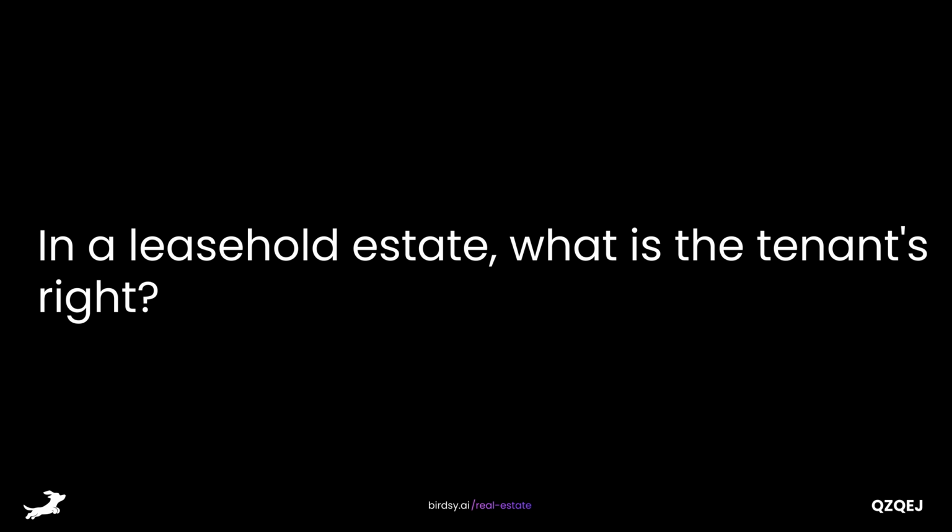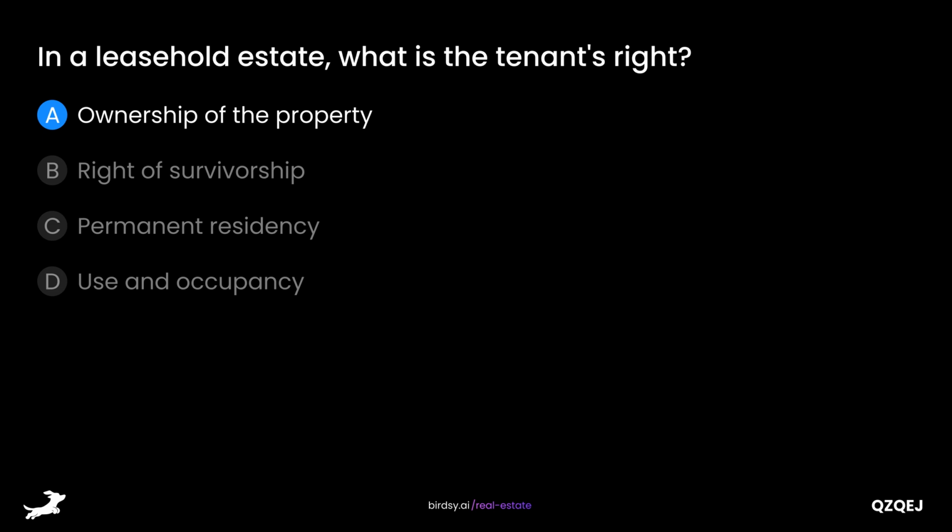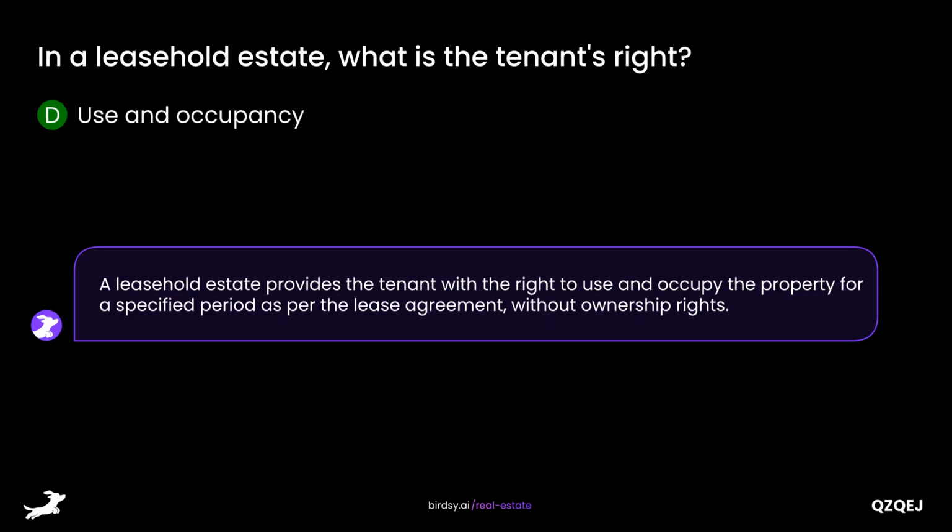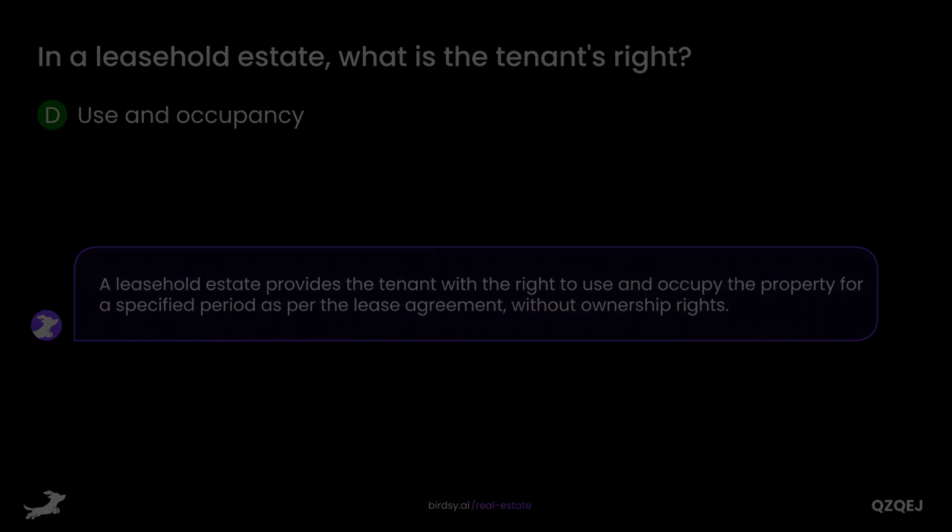In a leasehold estate, what is the tenant's right? Is it A, ownership of the property, B, right of survivorship, C, permanent residency, or D, use and occupancy? The answer is D, use and occupancy. A leasehold estate provides the tenant with the right to use and occupy the property for a specified period as per the lease agreement without ownership rights.